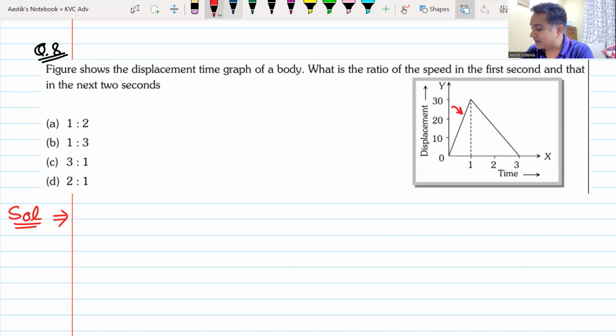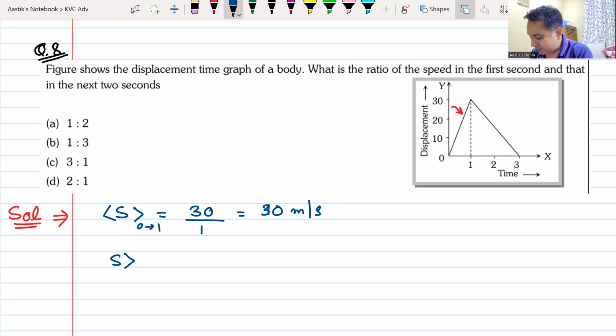So first off, I find the average speed. Average speed is the slope of this graph in the positive sense. So the perpendicular is 30 divided by time is 1. So it becomes 30 meters per second. That is the speed in the 0 to 1 seconds.